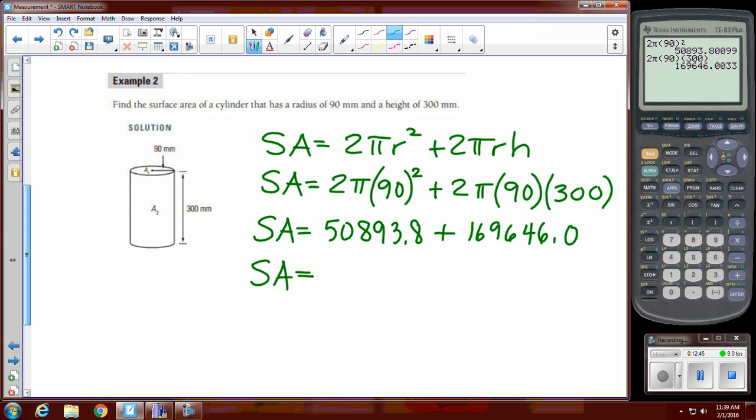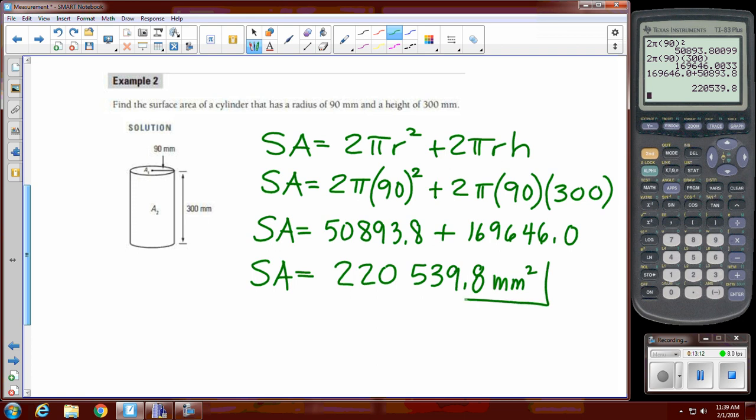So the combined surface area of this cylinder, so the stuff around the outside, the lateral area, and the two circles, we just take these two numbers and we add them up. So I get 169,646.0 plus the 50,893.8. And my final answer is 220,539.8 square millimeters. So that's the area of the top and bottom and the stuff all around the edges.